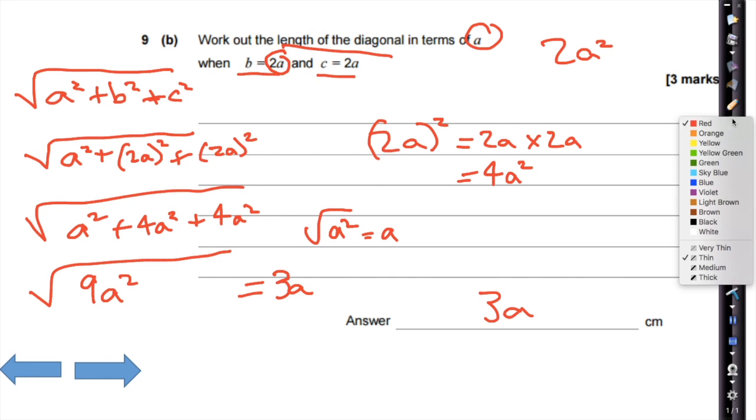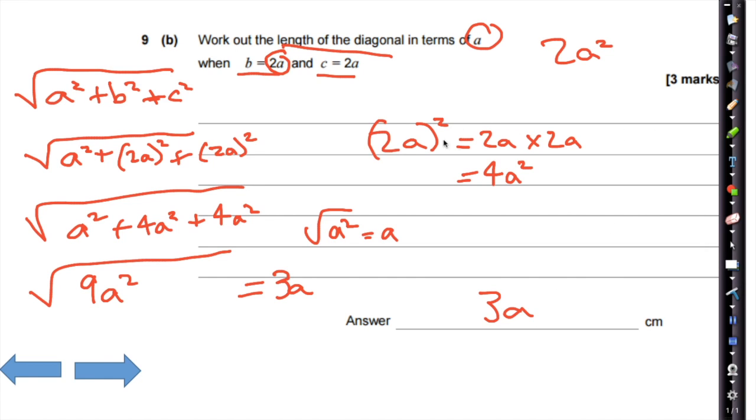3 marks, where they are. The first mark is for attempting 2a times 2a and getting 4a squared. Or just an attempt of 2a times 2a gives you 1 mark. The second mark was for getting all the way down here and getting 9a squared. And the third mark is for correctly square rooting all that, which would give you 3a.